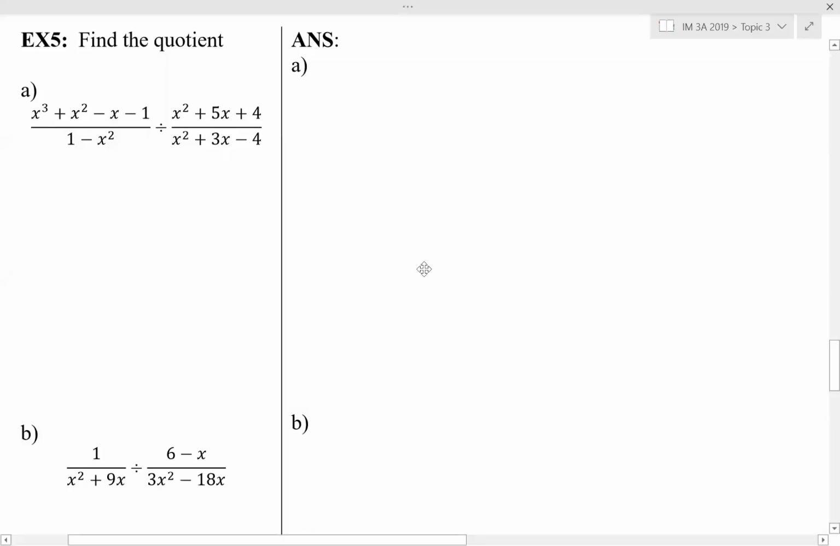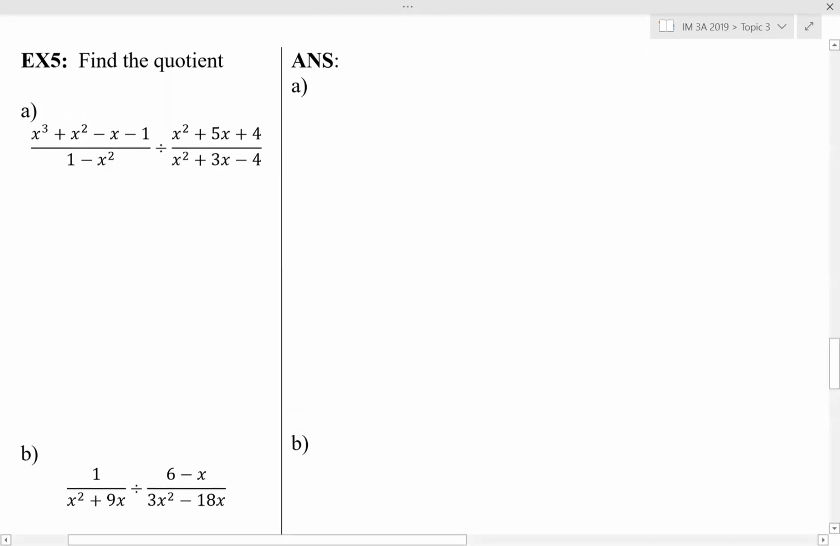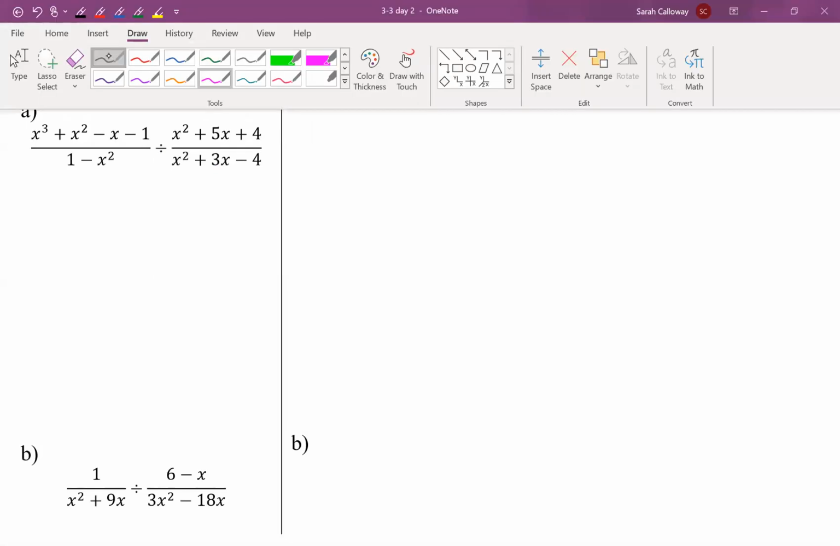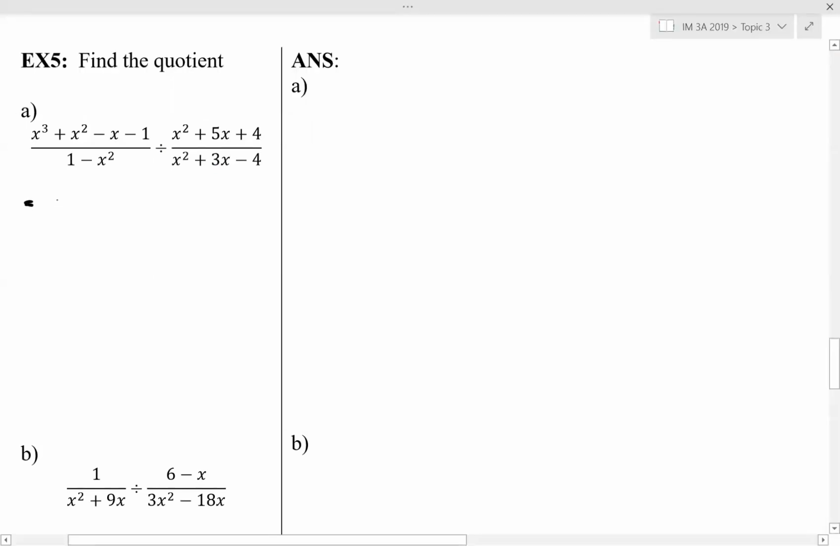In this example, we are dividing rational expressions. So I have a fraction, a rational expression, divided by another rational expression. And when we're dividing fractions, one thing to remember is that it's equivalent to multiplying by the reciprocal.